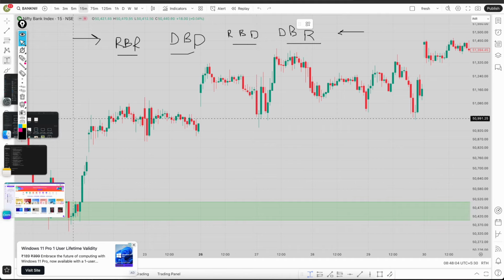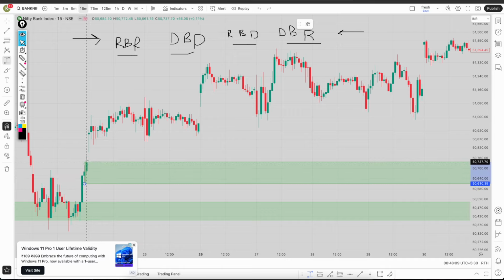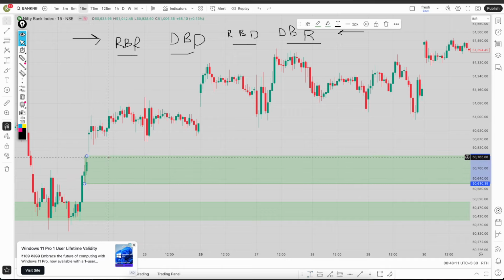In this, what we can see over here is a rally, a base, and a rally. Rally means the hidden body concept which you have learned in the previous video. So by that it becomes rally, base formation, and then rally. So this is one footprint which institutions have left behind.